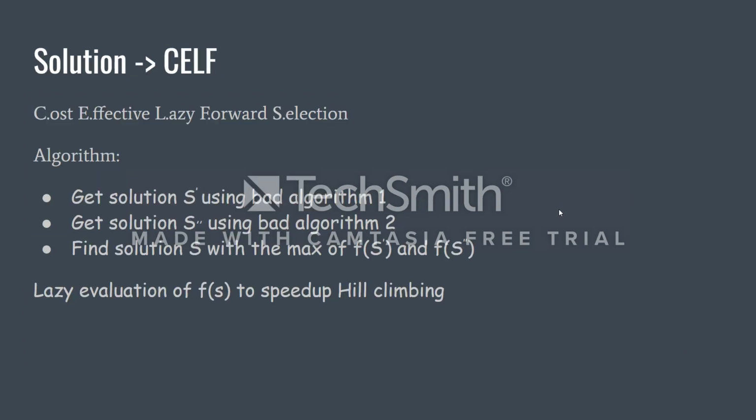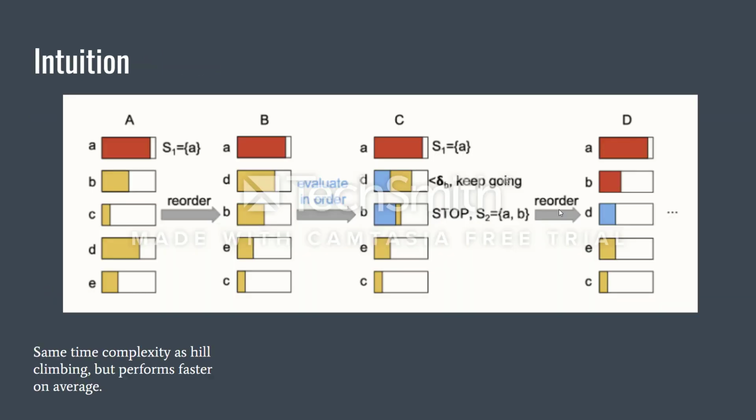One solution to this is to use cost-effective lazy forward selection, or CELF. CELF is a greedy algorithm that combines the two hill climbing methods, then selects the greater of the two. It uses a lazy evaluation of f(s) to speed up the hill climbing process. I'll briefly go over the intuition behind this.